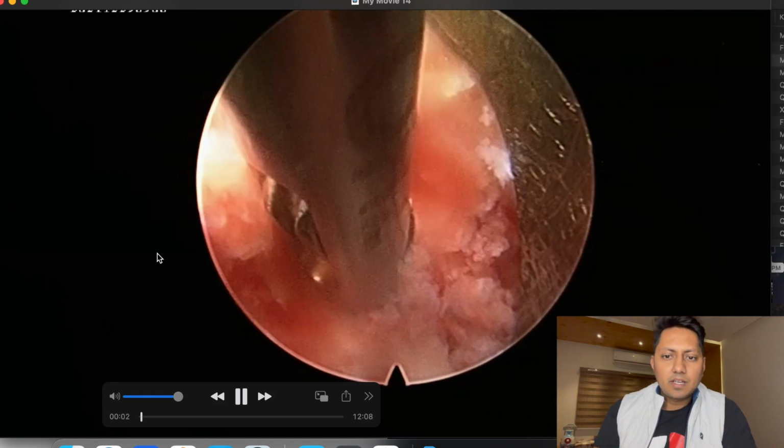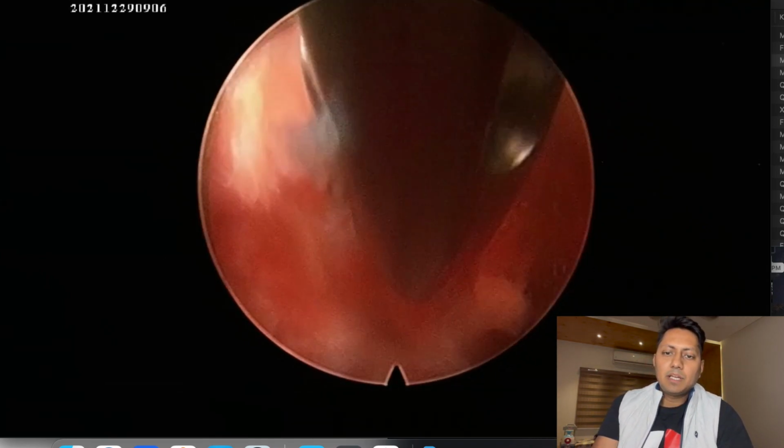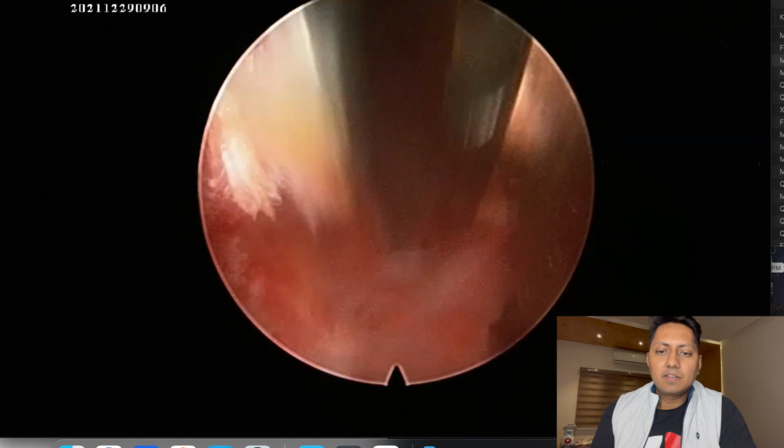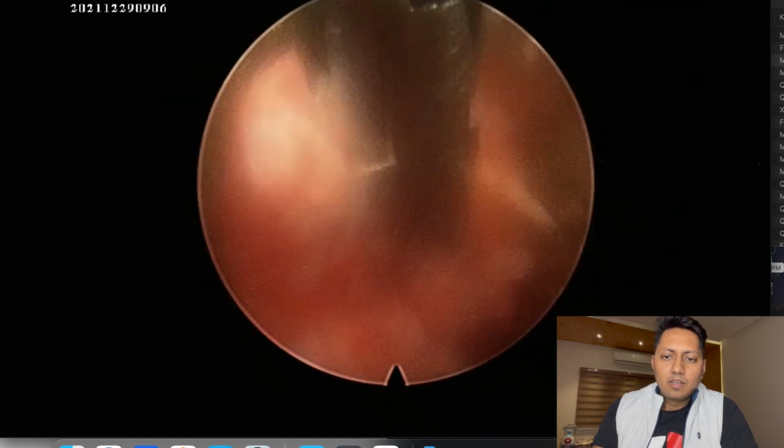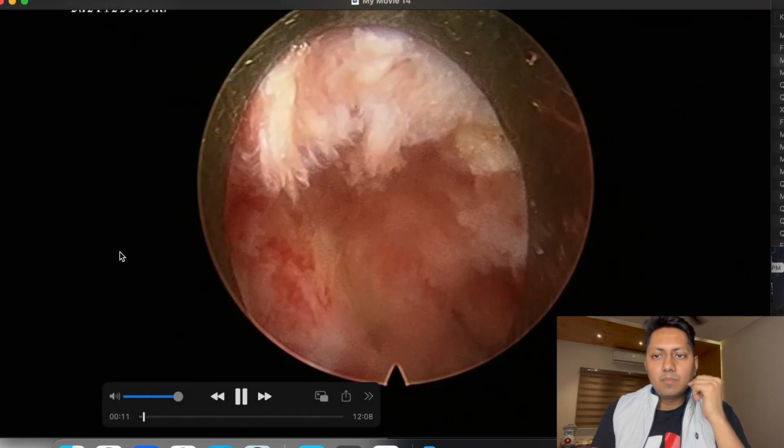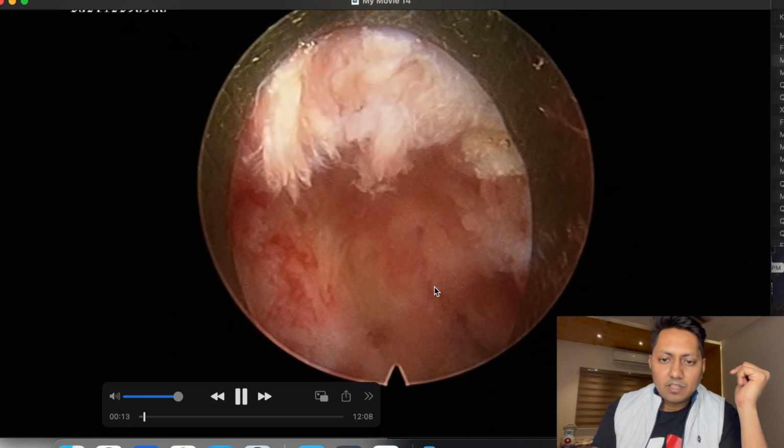So as soon as I enter the disc, I have landed just subannular, so I'll be working on creating some space for me to work over there. What you can see now is I am just removing some fragments of the disc.